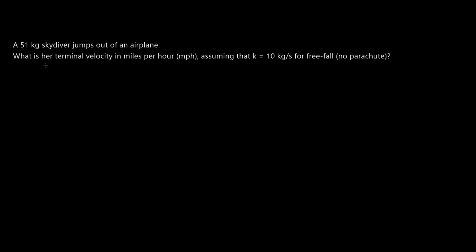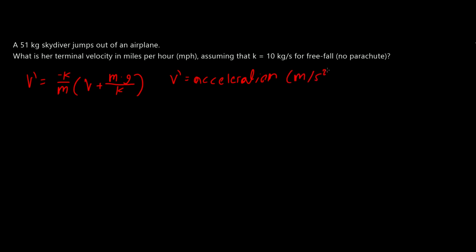So in order to solve this problem successfully, we are going to need the help of a specific equation one more time. That equation will be v prime equals negative k over m multiplied by v plus m times g over k. So let's first define what some of these things mean. So first of all, v prime will be acceleration in meters per second squared.